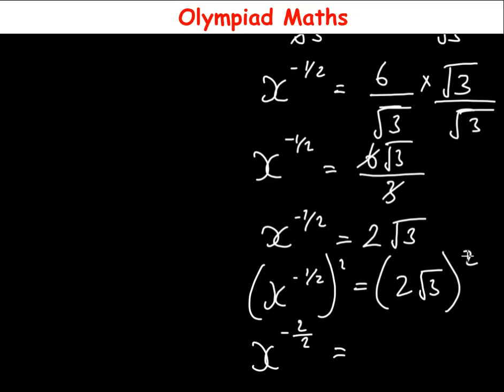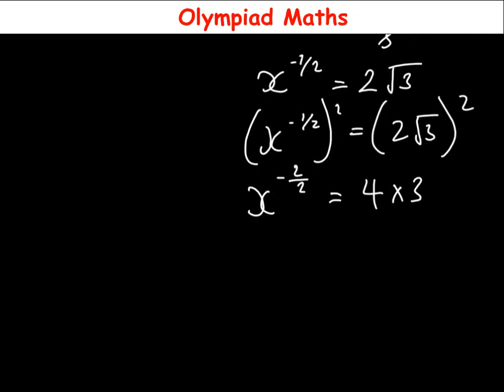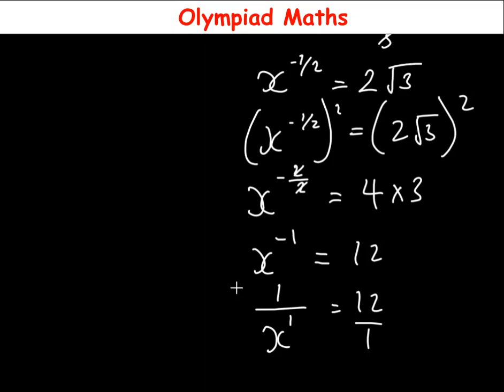It is equal to, now, 2 squared is 4. Root 3 squared is root 9, and root 9 is 3, so times 3, okay? So with this, what you have is that x raised to power minus 2 over 2, which is minus 1, is equal to 4 times 3, which is 12. At this junction, if you say power minus, it signifies 1 over, so you have 1 over x raised to power 1 is equal to 12. We are then going to cross multiply, so over 1, to solve for x.